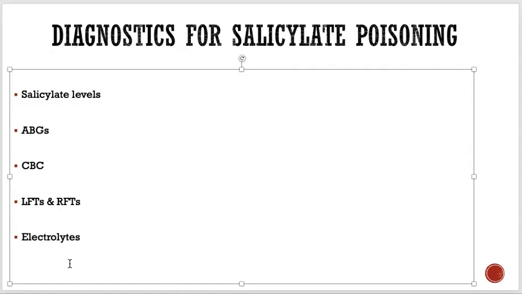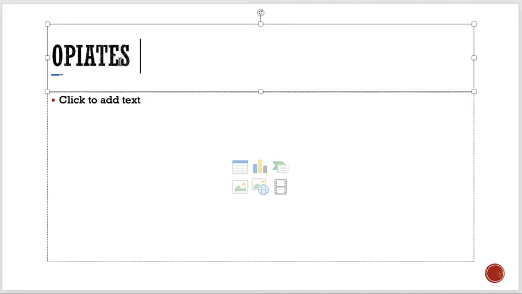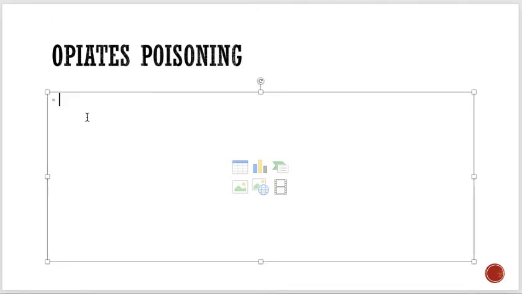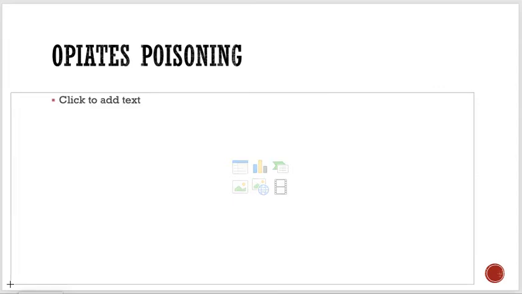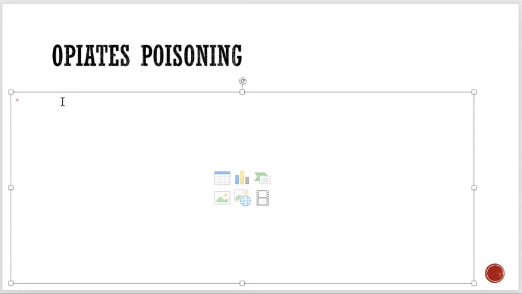Now, I will give you a very small explanation of one more poisoning. That is opiates poisoning. Why include this? There's a special reason. First of all, what are opiates or opioids? Basically, this is again a very common type of poisoning.